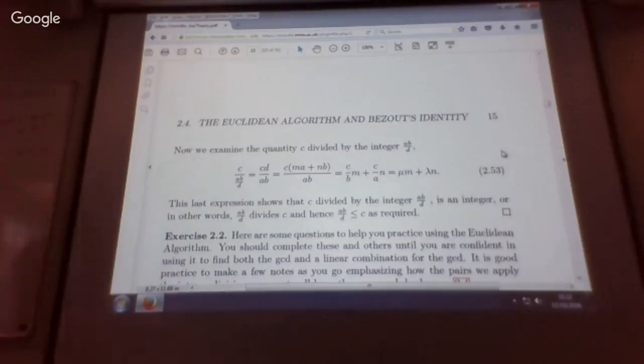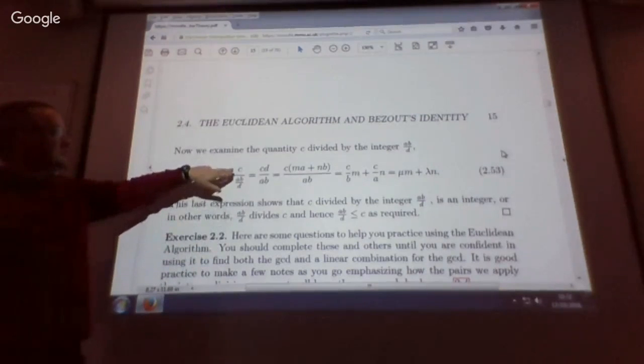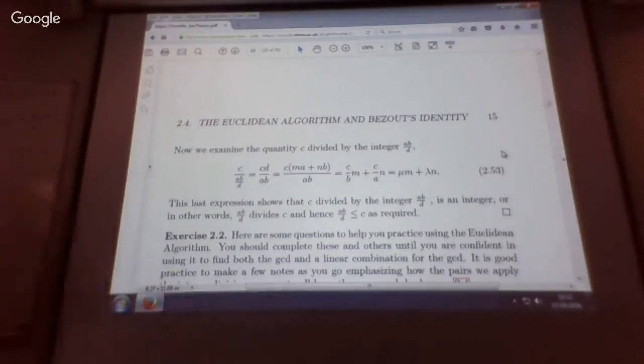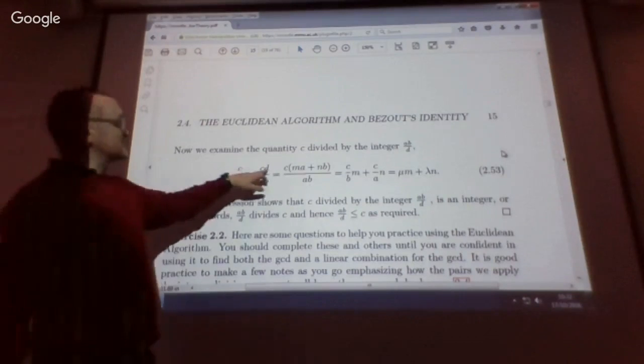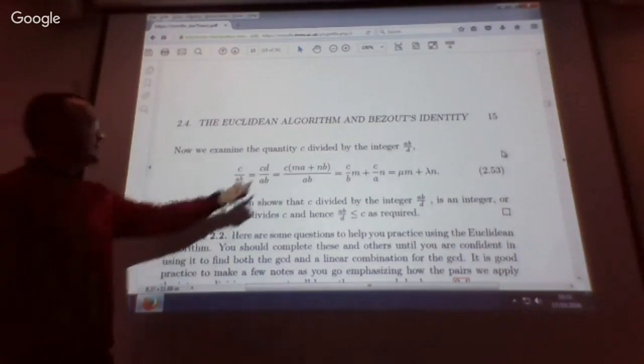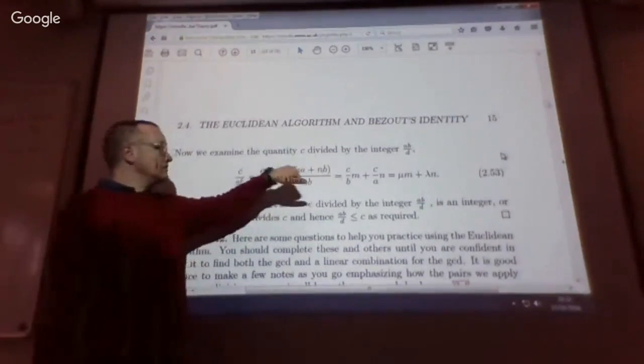And if AB over D is a positive number, and it divides C, then it has to be smaller than C. So that will show that it's the least common multiple, so it's smaller than every other one. So here's my CD over AB. And here's where I bring in the linear combination for D.